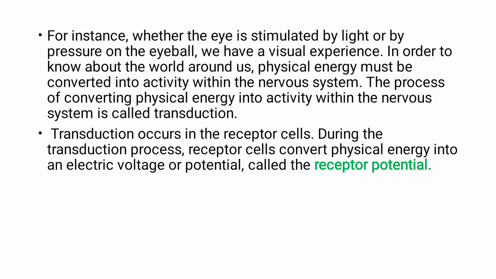So transduction occurs in the receptor cells. During the transduction process, the receptor cells convert physical energy into electrical voltage. So the physical energy is converted into what? Into electrical voltage or potential, which is called the receptor potential. So this is called as what potential? Receptor potential.